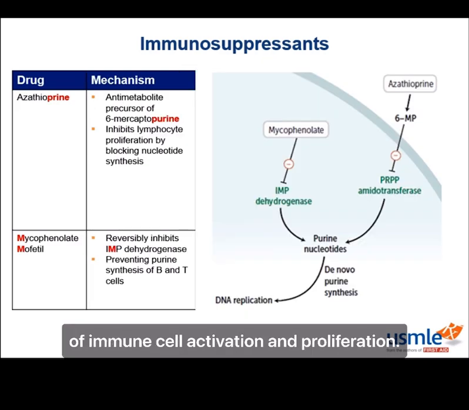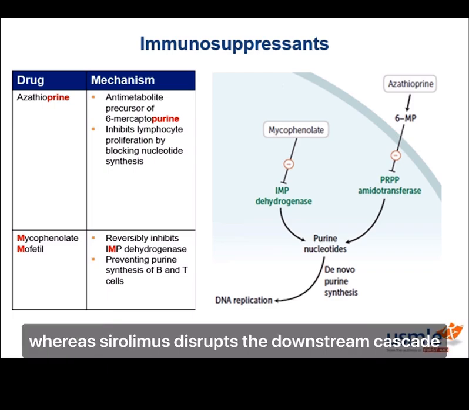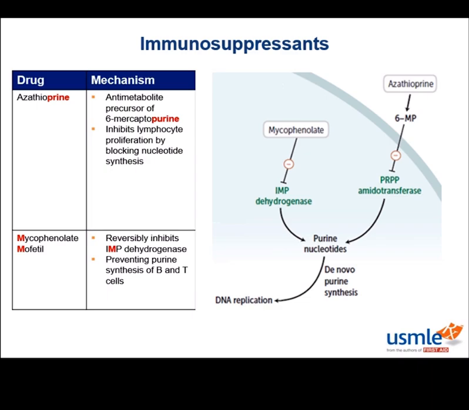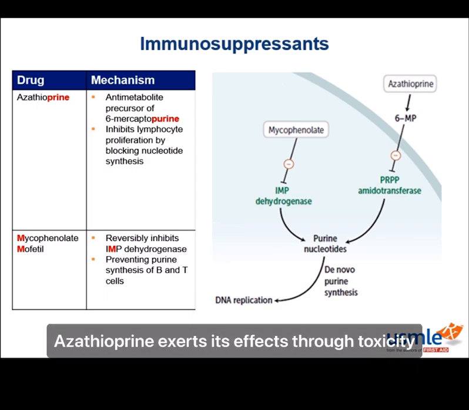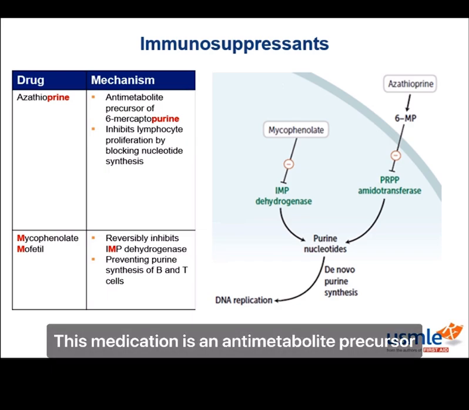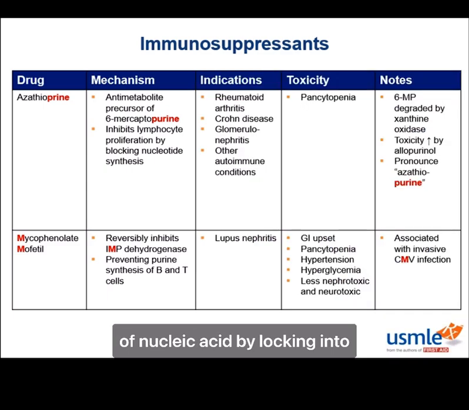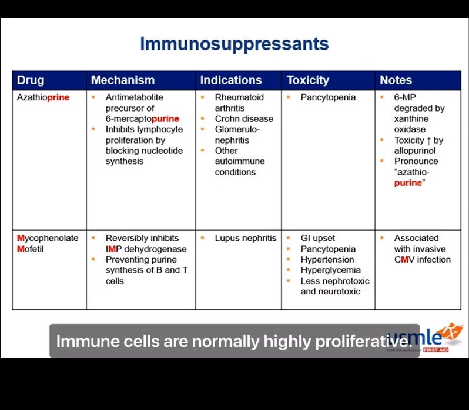Now, azathioprine exerts its effects through toxicity to proliferating lymphocytes. This medication is an anti-metabolite precursor of 6-mercaptopurine that interferes with the synthesis of nucleic acids by locking into and disrupting DNA replication as shown. Now, mycophenolate mofetil exerts its effect directly and competitively by inhibiting IMP dehydrogenase, thus preventing purine synthesis of B and T cells. Now, this drug has limited use because there are many other better players out there now, but it does still play a role in the treatment of lupus nephritis.